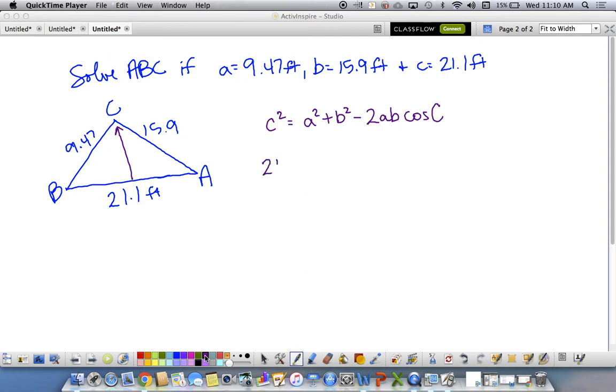So we're plugging in numbers. C is 21.1 squared equals A squared, 9.47 squared, plus B squared, which is 15.9 squared, minus 2 times 9.47 times 15.9 times cosine C. Oh no, with this side, I don't have that angle. Guess what I'm solving for? That angle.